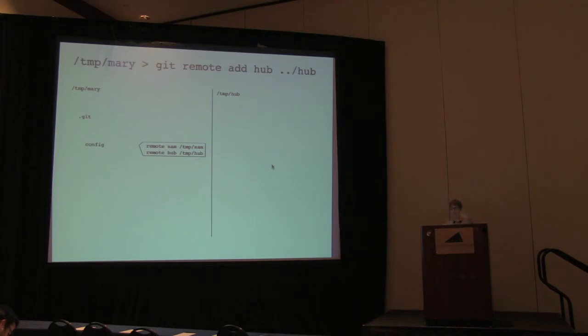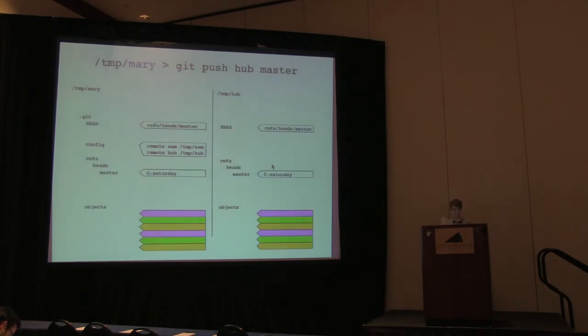So now I can happily push, I can add a remote quickly. I just do git remote add hub and tell it where it is. That's exactly the same. We've seen that before. And now I can do git push hub master, and this will share my changes perfectly fine, and this command will succeed.